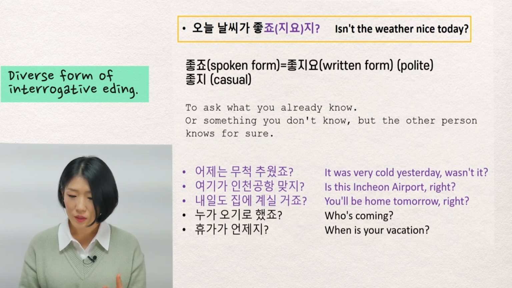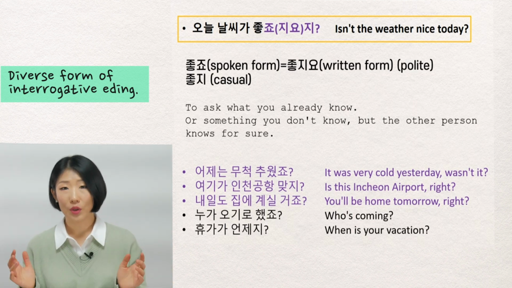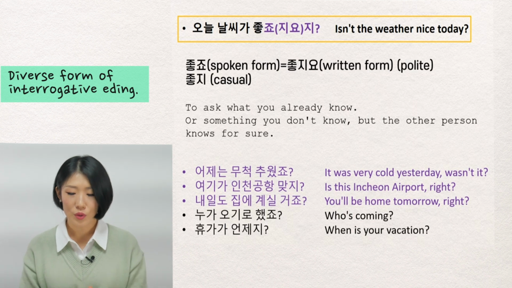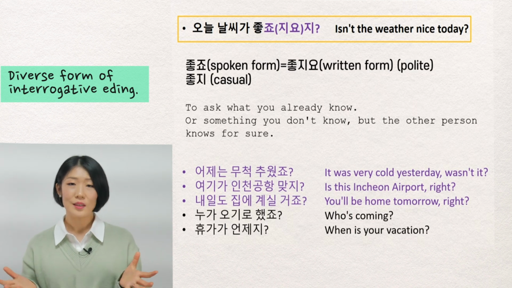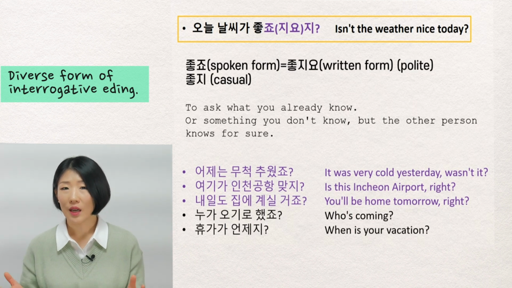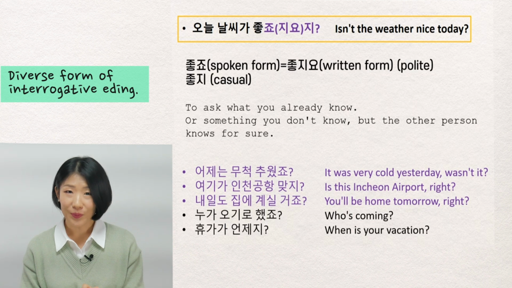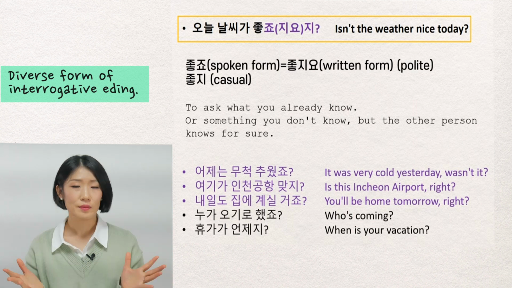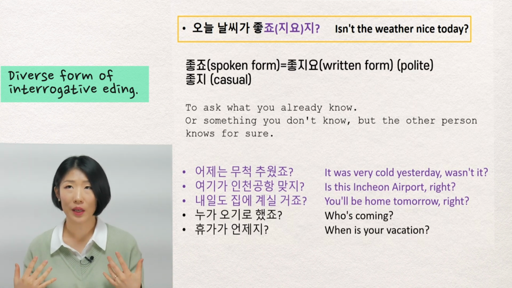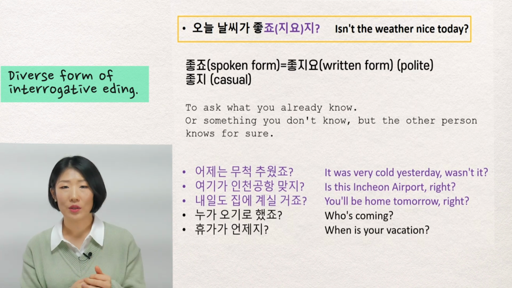And then the next part is about things you don't know, but the other person knows for sure. Let's see. 누가 오기로 했죠? Who's coming? Okay, let's say tomorrow we have a conference, but I'm not sure who the attendees are, but the person in charge has a list of attendees. Then I can ask the person like, 누가 오기로 했죠? Okay. And the next one is 휴가가 언제지? Let's say my team member already told me, but I forgot. I can ask them one more time. Of course, they know the answer.